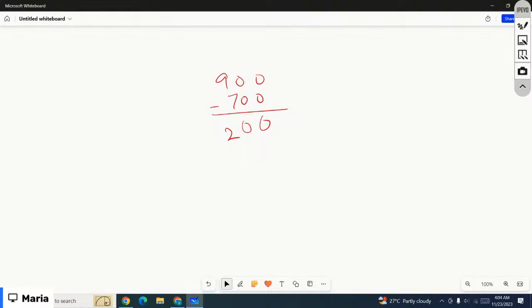One important thing is that when you are subtracting multiples of hundreds, you just have to subtract the non-zero values. 9 minus 7 is 2, and we know that we have two zeros, so the answer must have the same number of zeros, that is 200. The correct option is 200.